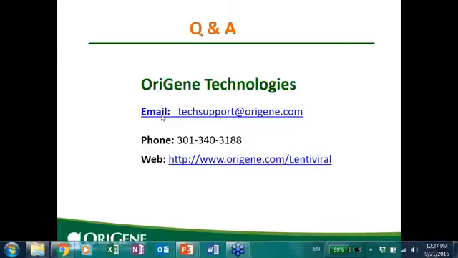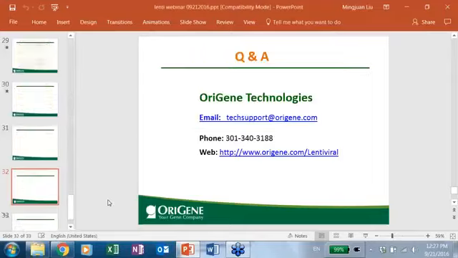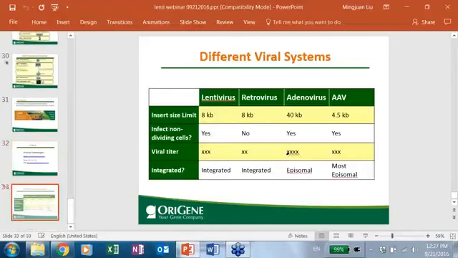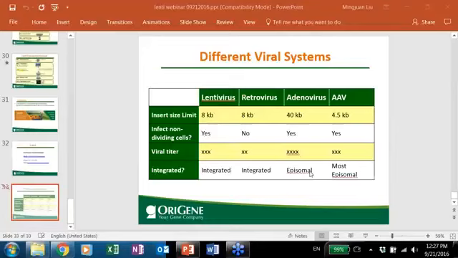One customer asks, what are the advantages and disadvantages of lenti versus AAV? I believe I do have the slide. I didn't want to confuse customers, so I did not show it earlier.